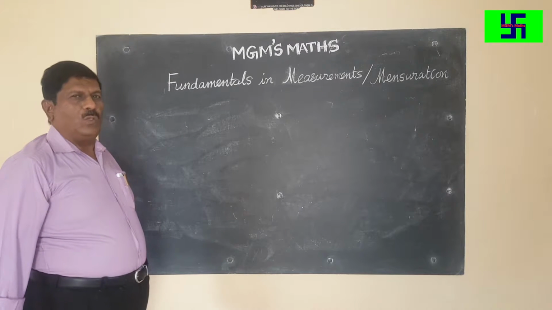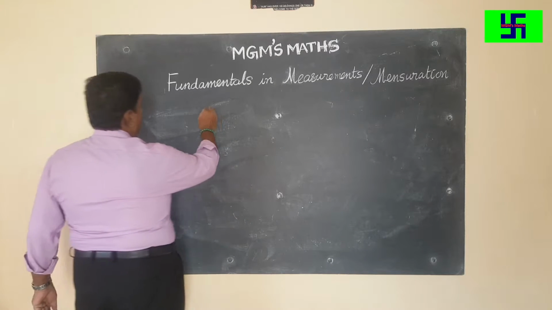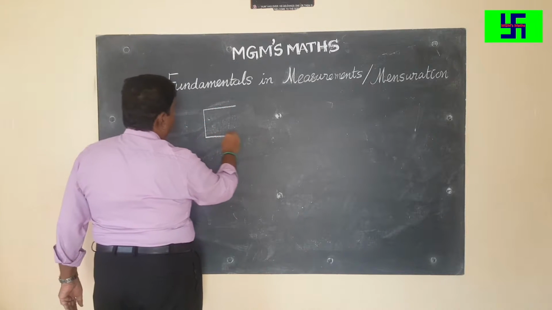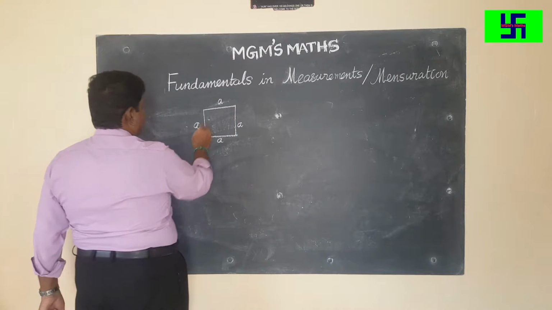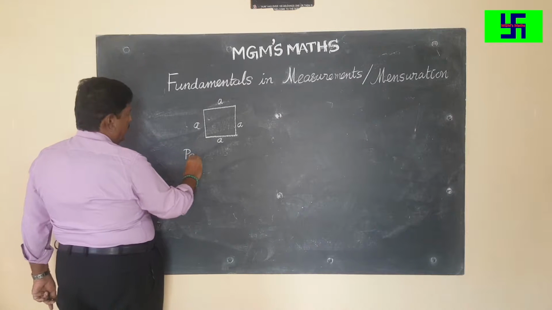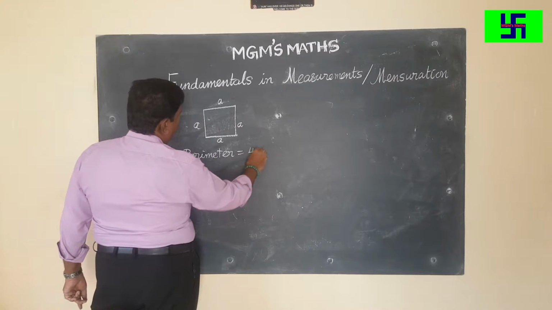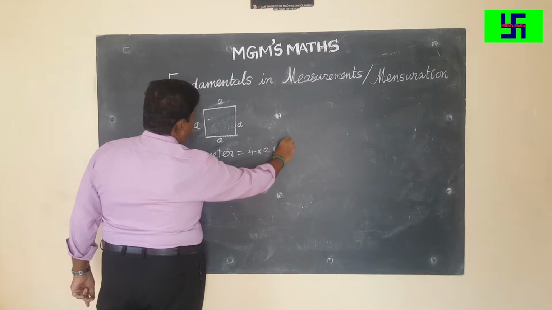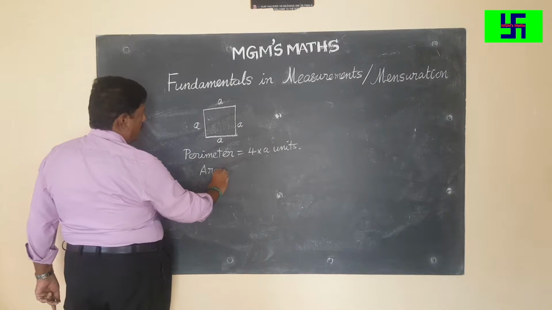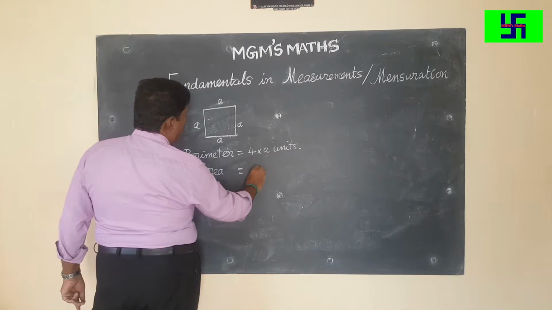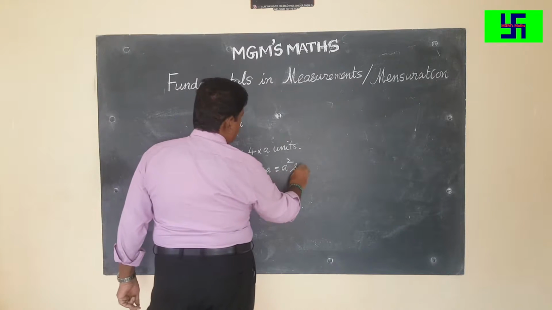Now we will go to other regular figures like square. When we take a square, all the four sides are equal, each of length a. Perimeter is equal to 4 into a units. Area of a square is equal to a into a, rather a square units.